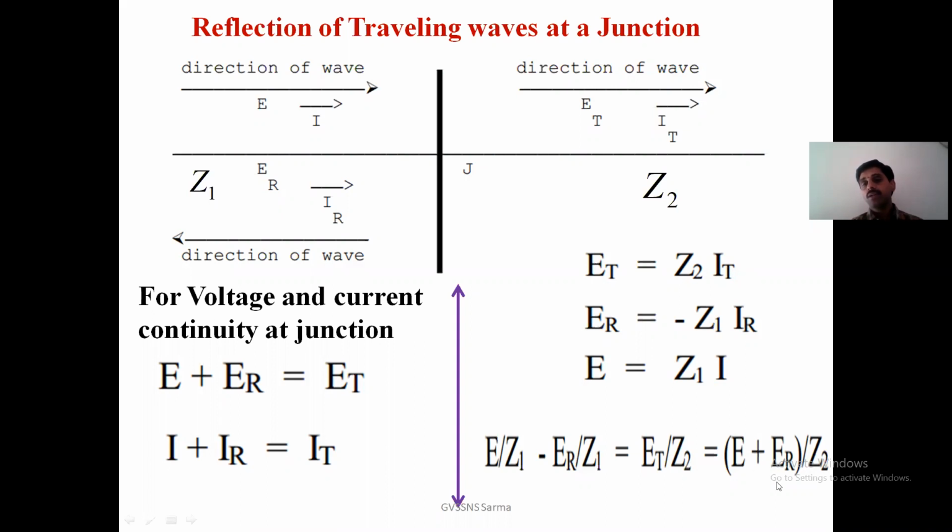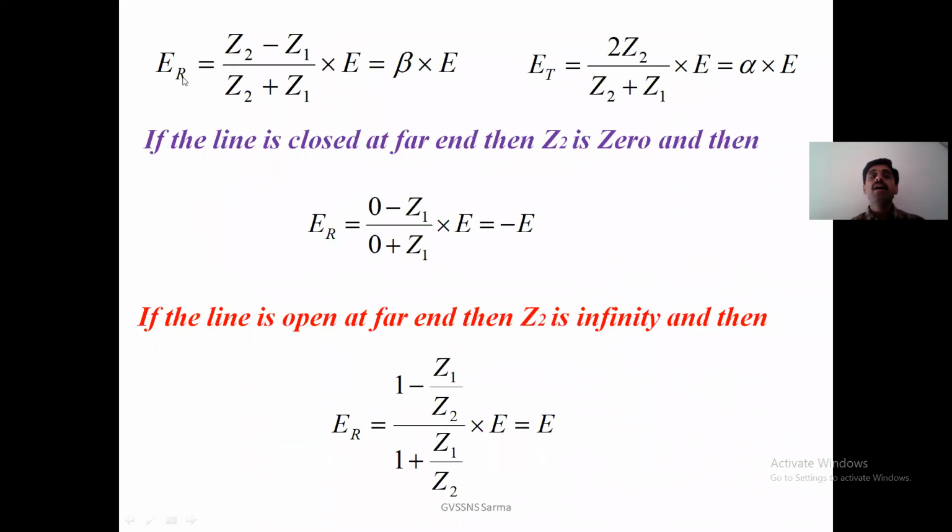You write that, you will get this expression, E plus ER by Z2, where ET is equal to E plus ER. So from this expression, if you simplify this, then you will get ER is equal to Z2 minus Z1 by Z2 plus Z1 into E. You can write this Z2 minus Z1 by Z2 plus Z1 as beta, the reflection coefficient. And ET is equal to 2Z2 by Z2 plus Z1 into E, where this can be written as alpha, the transmission coefficient.